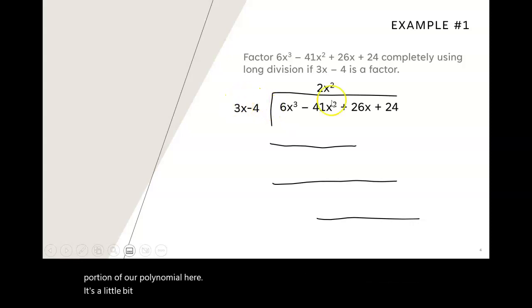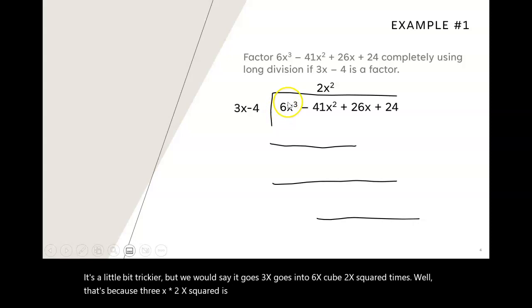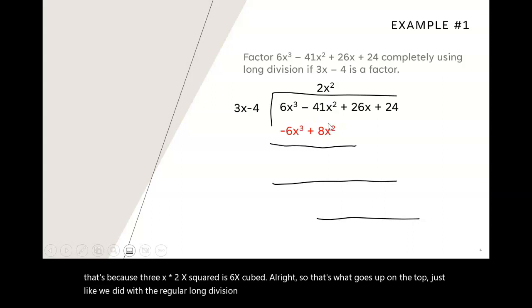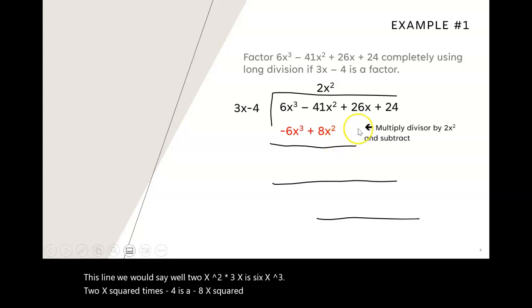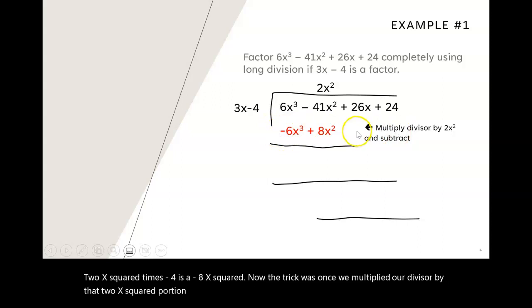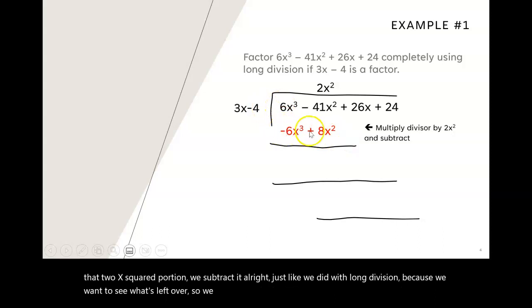It's a little bit trickier, but 3x goes into 6x cubed 2x squared times, because 3x times 2x squared is 6x cubed. That's what goes up on the top, just like with regular long division. On our next line, 2x squared times 3x is 6x cubed, and 2x squared times negative 4 is negative 8x squared. Once we multiplied our divisor by that 2x squared, we subtracted, just like with long division, because we want to see what's left over. So we change all the signs so that it's subtraction.